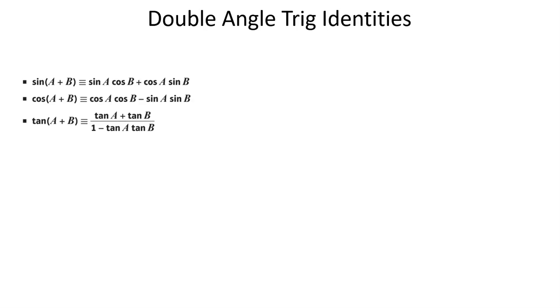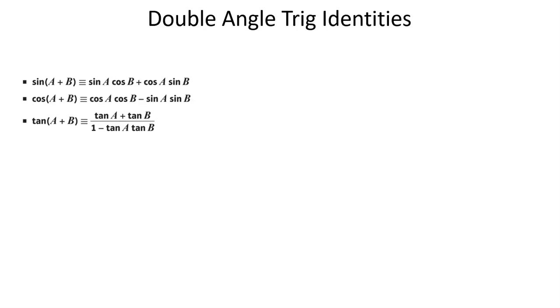Hello, and this time we're looking at the double angle trig identities. These are not them, these are the addition identities, and we did a video on that previously. So I'm going to use these to work out the double angle identities, okay? And then we'll go through a couple of examples of actually using them.